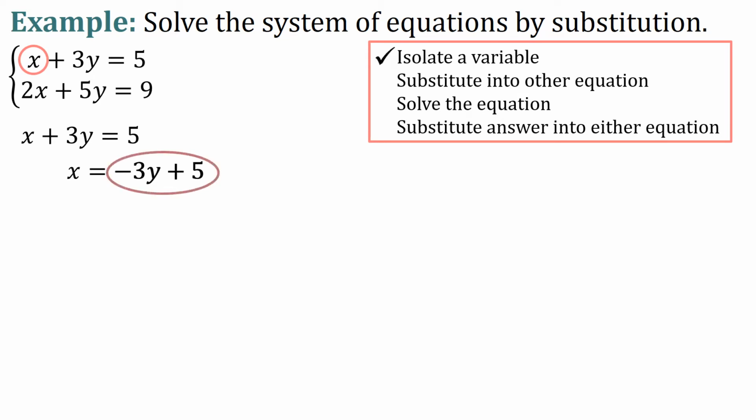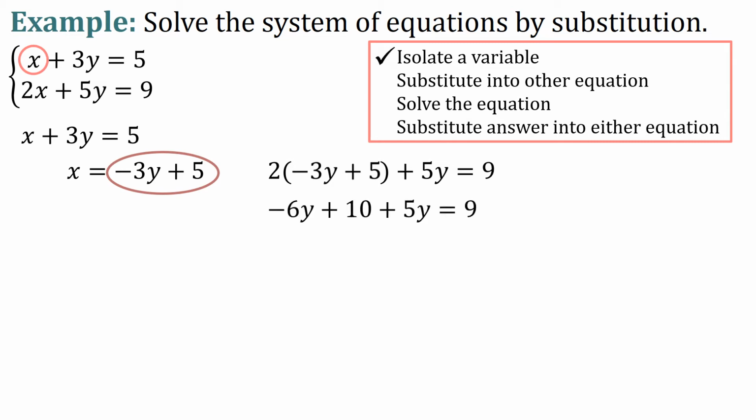I'm going to take negative 3y plus 5 and I'm going to plug it in for x in the second equation. So instead of it saying 2x plus 5y, I am now going to take the negative 3y plus 5 because it's the same thing as x, and I'm going to plug it in. Now I have an equation that only has one variable. At this step, you can have a self-check back saying, do I have an equation with only one variable? If you don't, that's a problem.